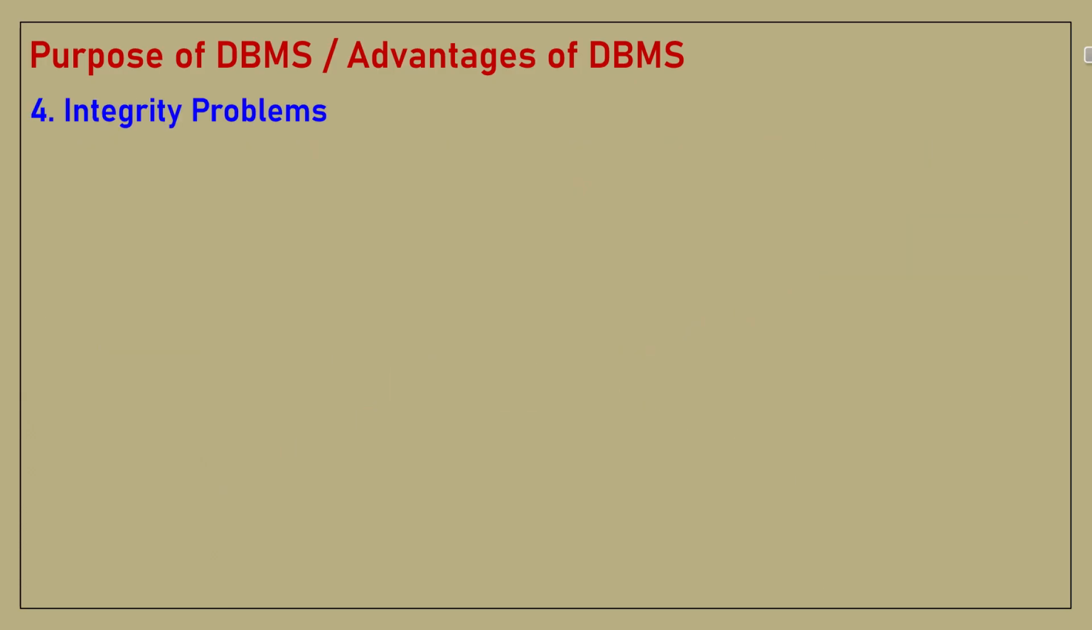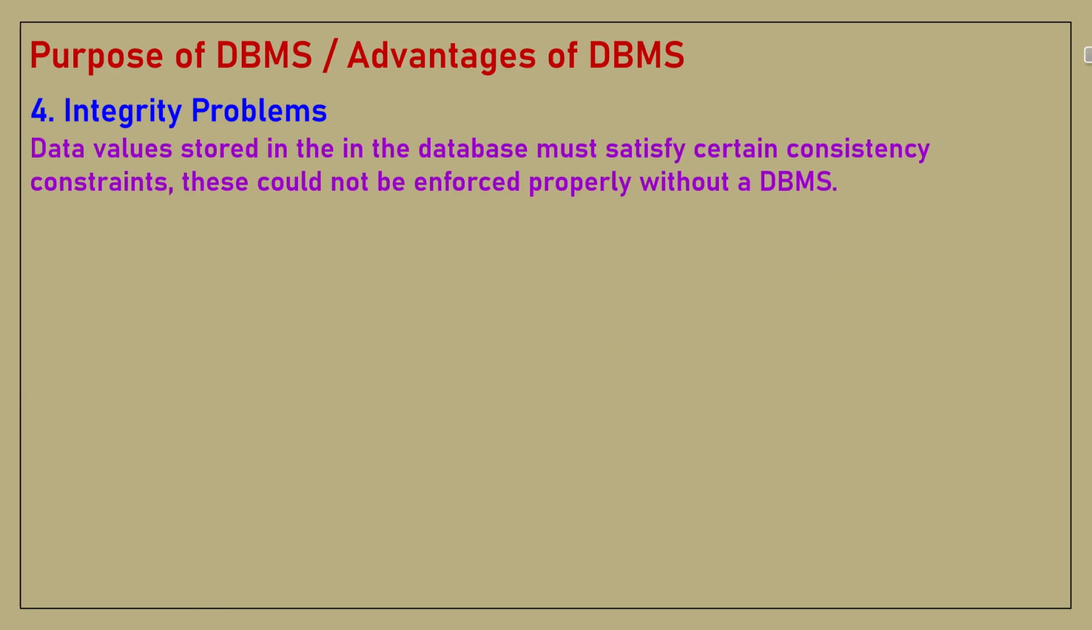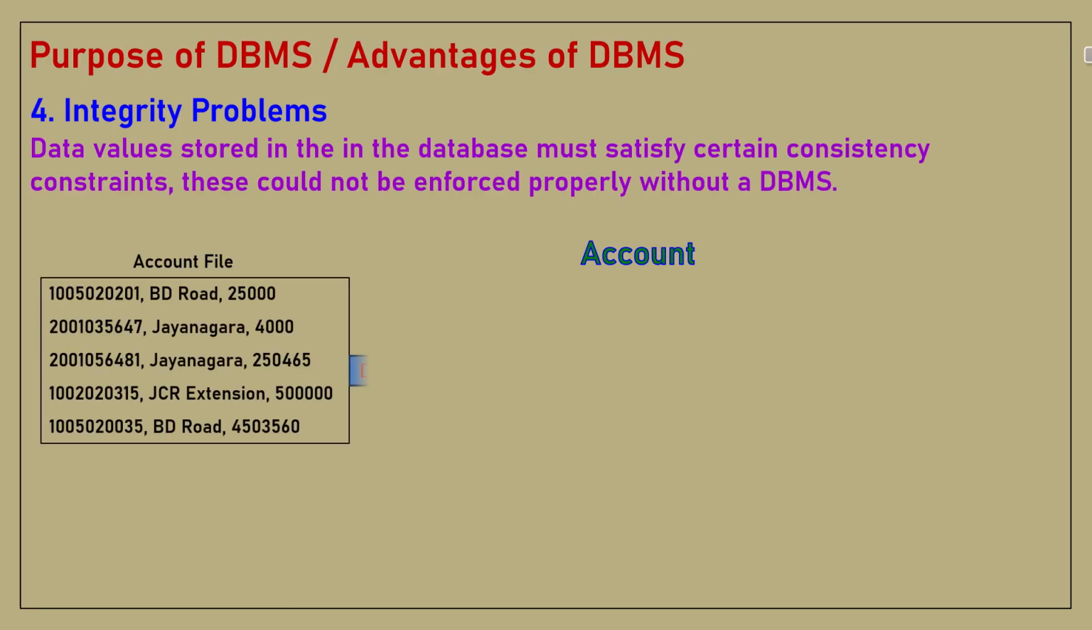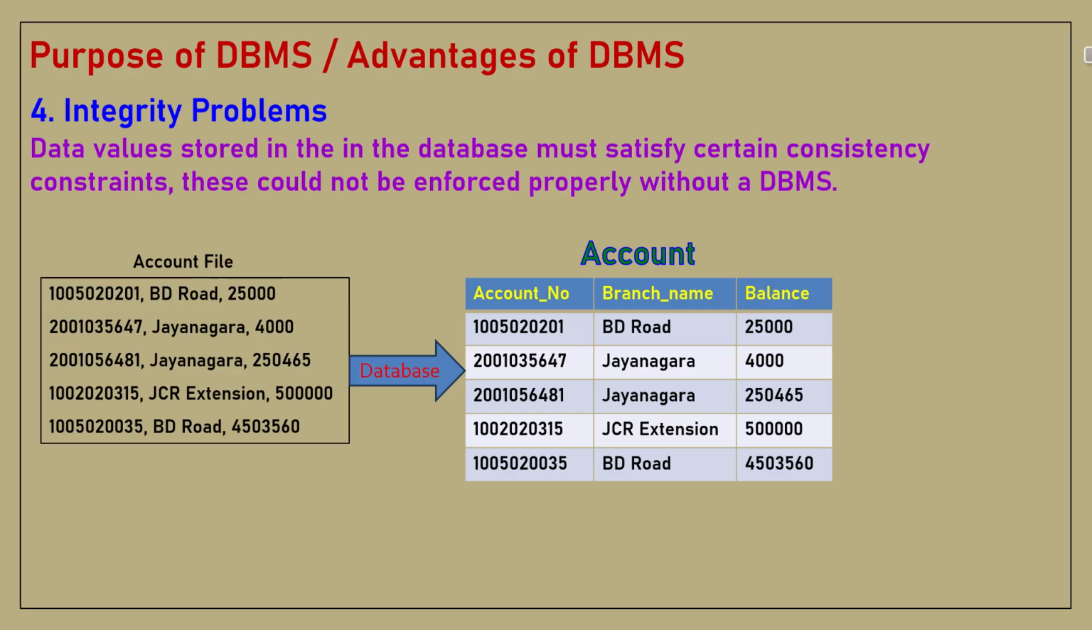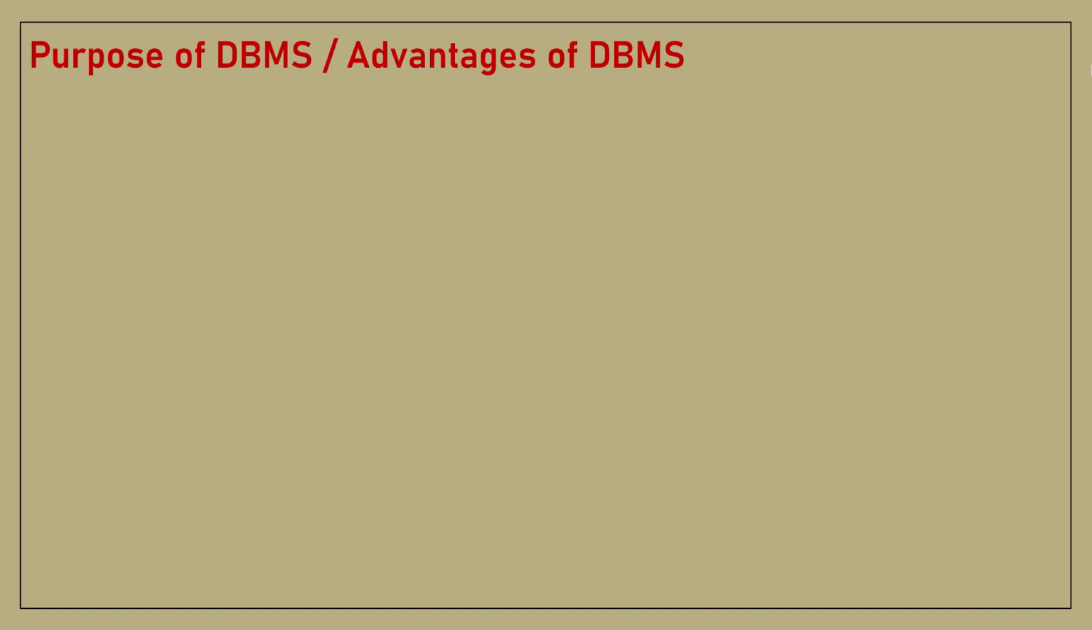Integrity problems. Data values stored in the database must satisfy certain consistency constraints. These could not be enforced properly without a DBMS. For example, the balance of certain bank accounts must not be less than a certain minimum amount. This can be easily enforced on a column of a table. This cannot be enforced on a flat file system.